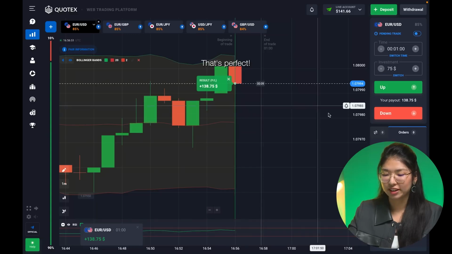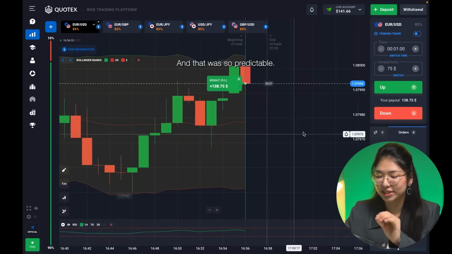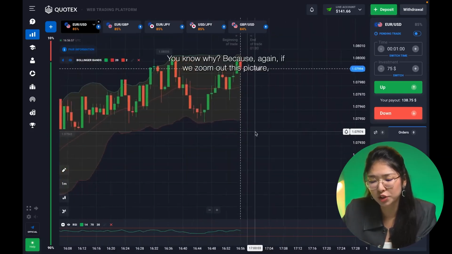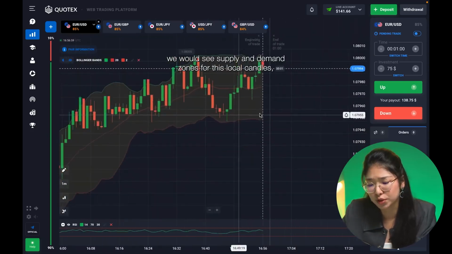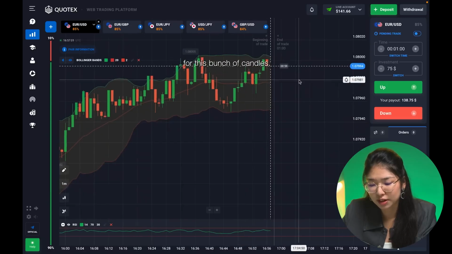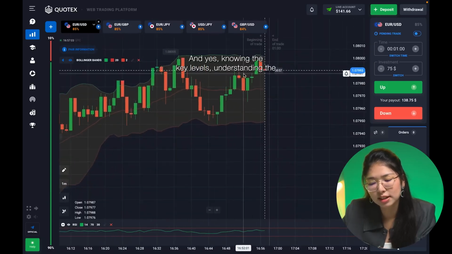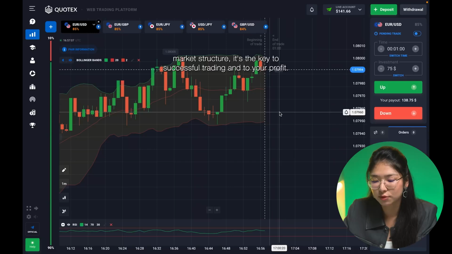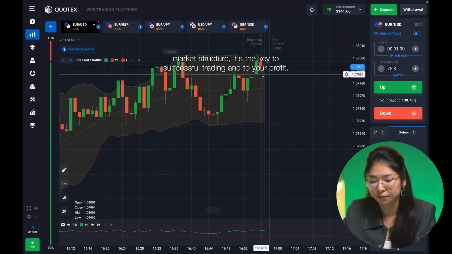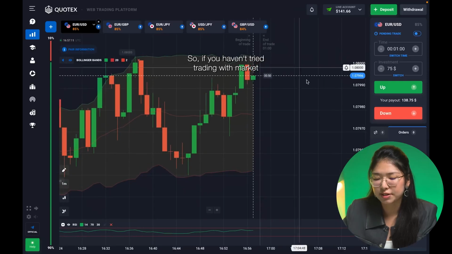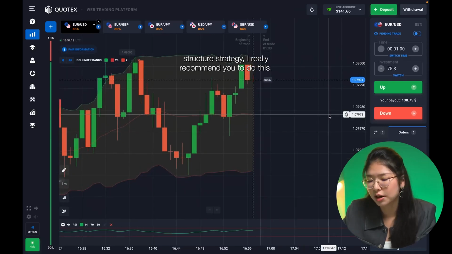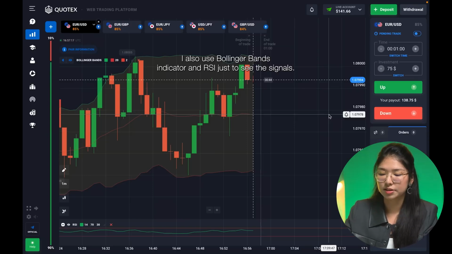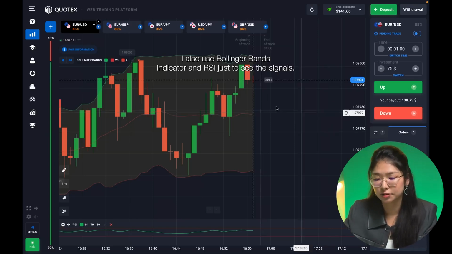That's perfect, guys. And that was so predictable. You know why? Because again, if we zoom out this picture, we will see supply and demand zones for these local candles, for the bunch of candles. And yes, now on the key levels, understanding the market structure is the key to successful trading and to profit. So if you haven't tried trading with market structure strategy, I really recommend to do this. I also use Bollinger Bands indicator and RSI just to see the signals.